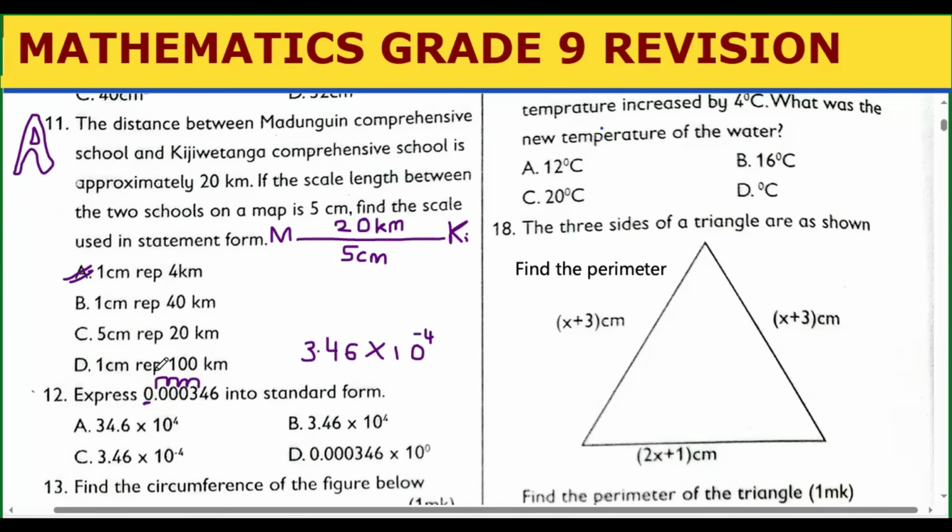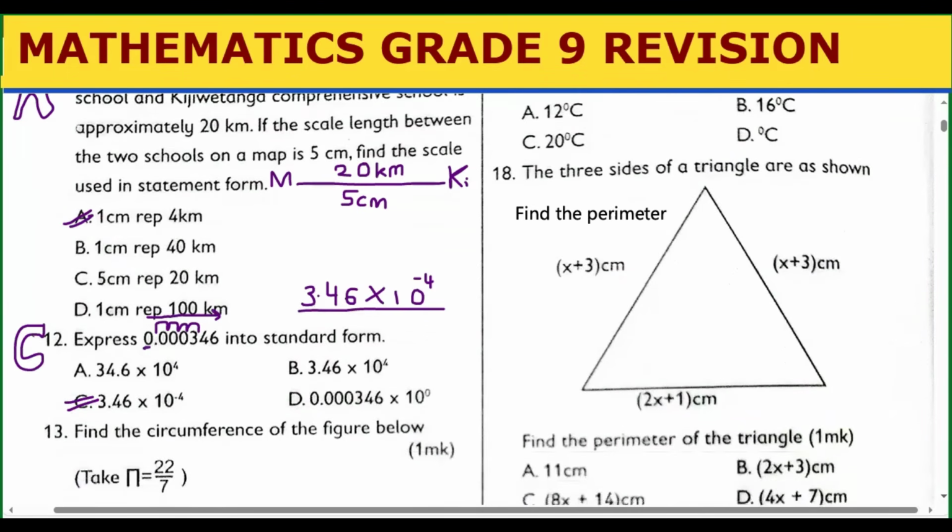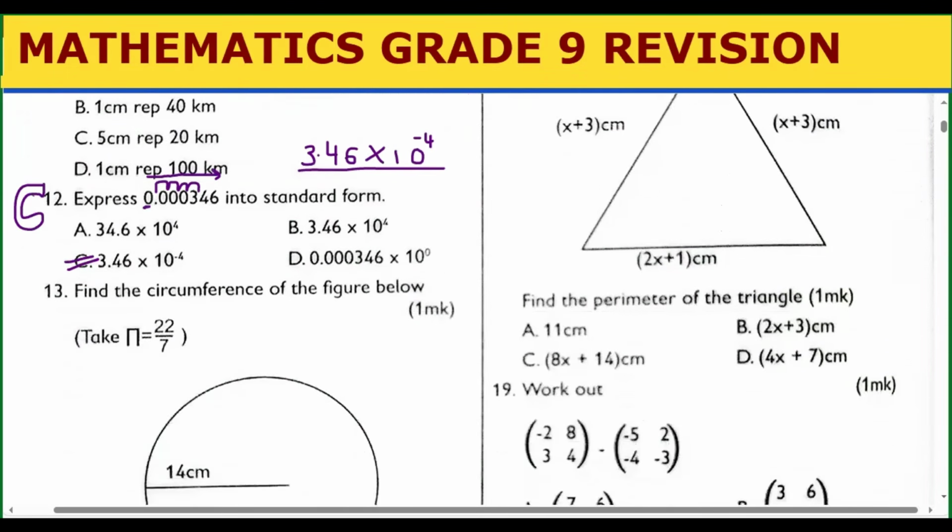You can see we have moved the decimal point to the right. So when you see the decimal is moving to the right, it means the power is negative. When you see it is moving to the left, it means the power is positive. So the correct answer here is C. Do you see how it flows? No, very simple. Mathematics is just playing with the numbers. Very simple. For example, look at number 13.